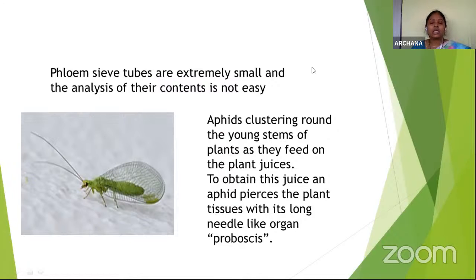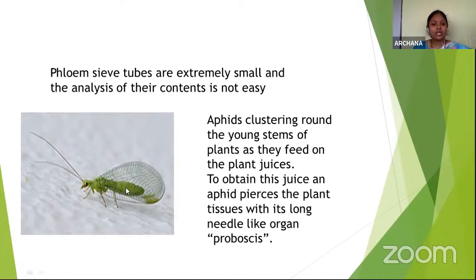As we know that xylem is responsible for conduction of water. To study the conduction of food materials by phloem, it became difficult for the biologists because the phloem sieve tubes are extremely small and the analysis of their contents is not easy. So biologists took the help of an insect called aphid.